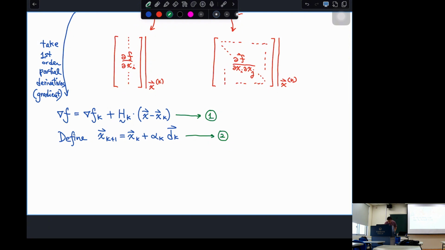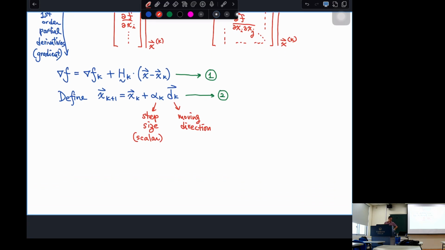So it's our moving direction. This is the step size, and it's a scalar. And this is the moving direction. Later on, we are going to figure out how d looks like and how we figure out alpha.